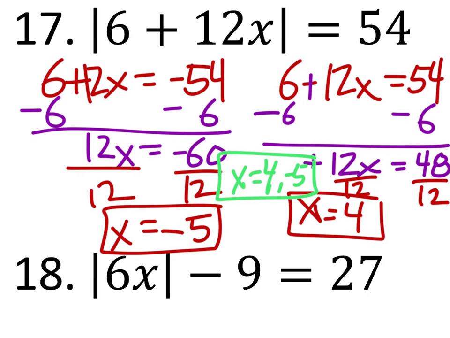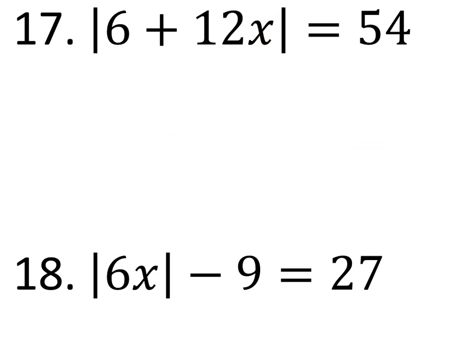It's up to you. Now you can check this by replacing x with either 4 or negative 5. You want to check both. 6 plus 48 would give us 54, the absolute value of which is 54. That's great. Then you can use the negative 5 as well.